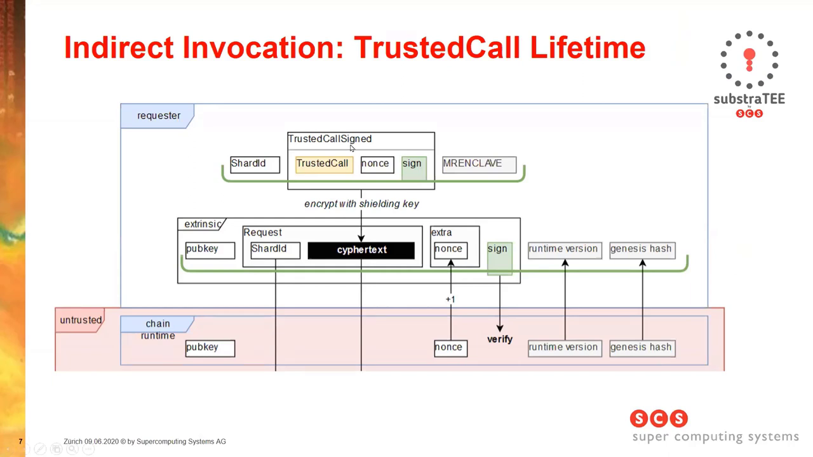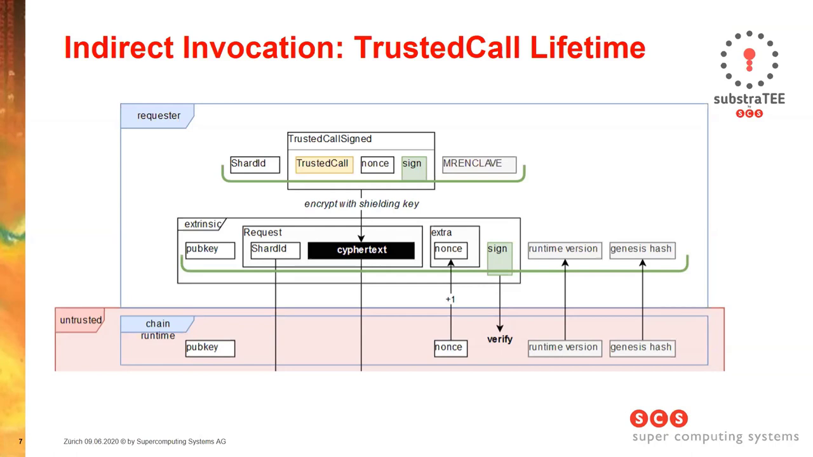Now we have the trusted call signed. It is encrypted. It is sent as one of the arguments of our pallet call. We call it the request, and we file the shard ID together with the request. Because, well, I'll go into sharding in a minute. There's a cliffhanger on every slide.